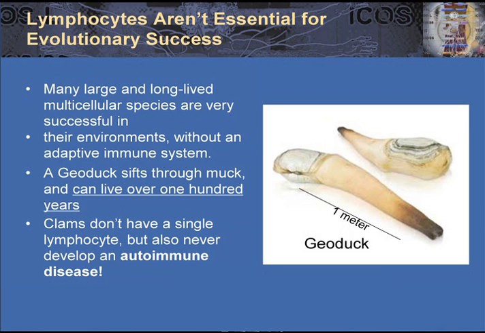And they don't actually have a very easy life, and they don't live in a very clean environment. They sift through muck at the bottom of streams and lakes. However, their immune system is so successful that they can live for over 100 years. So in this case, clams that don't even have a single lymphocyte can have a very long life expectancy, and because they don't have an adaptive immune system, they never develop an autoimmune disease.